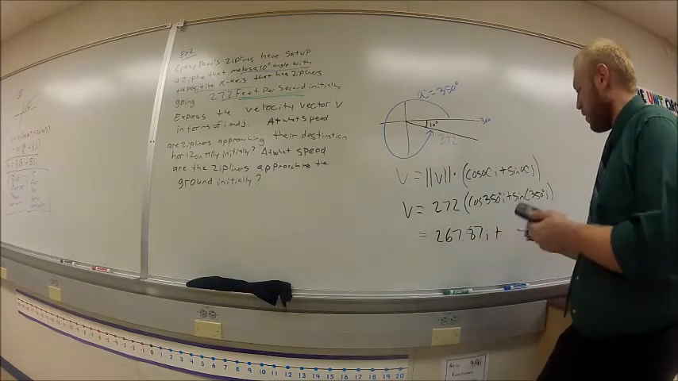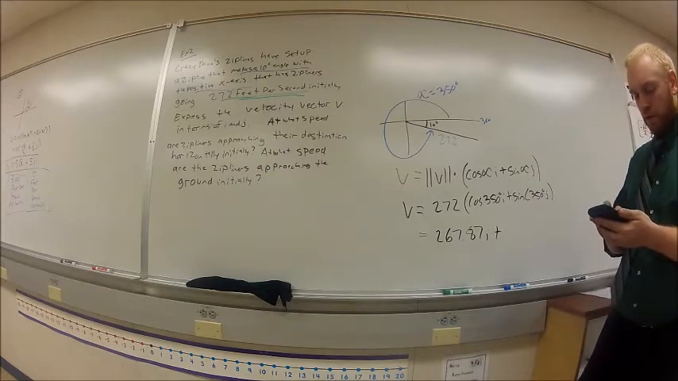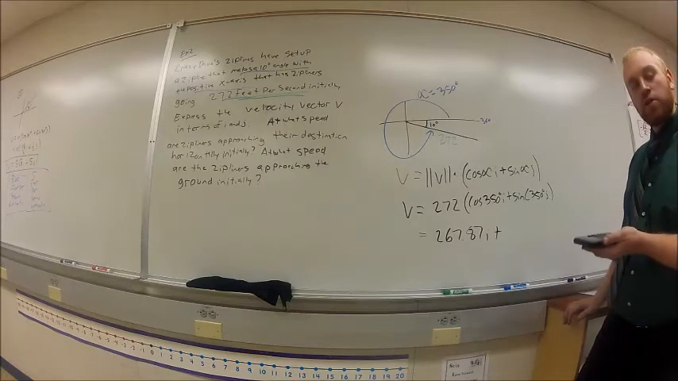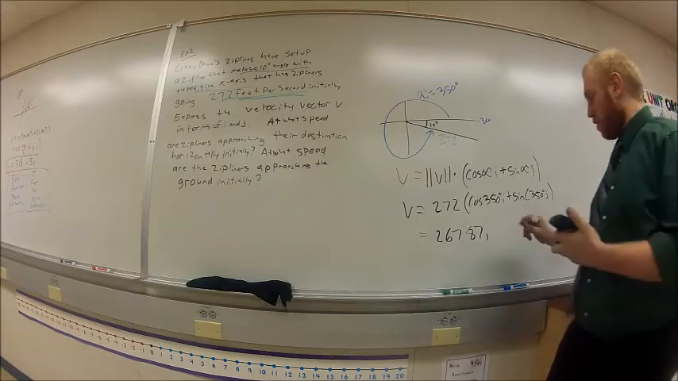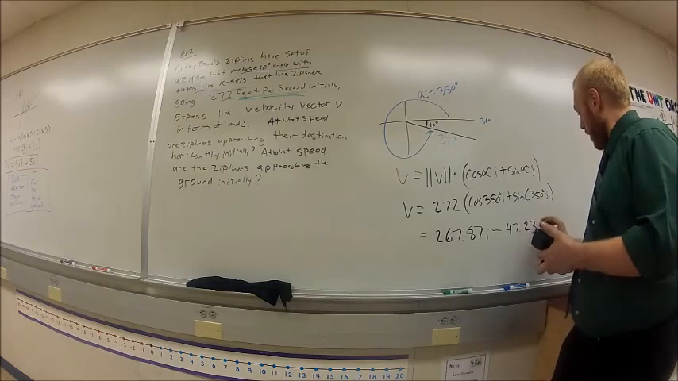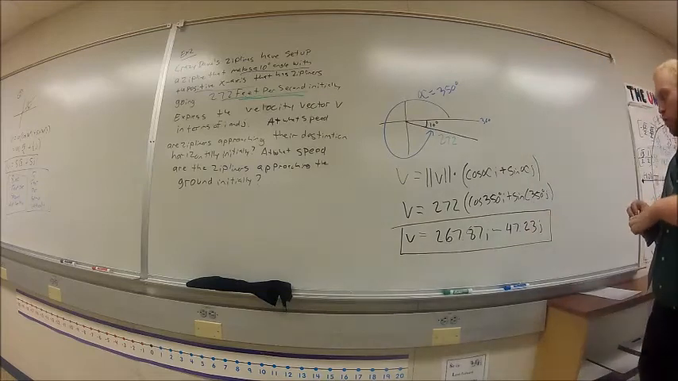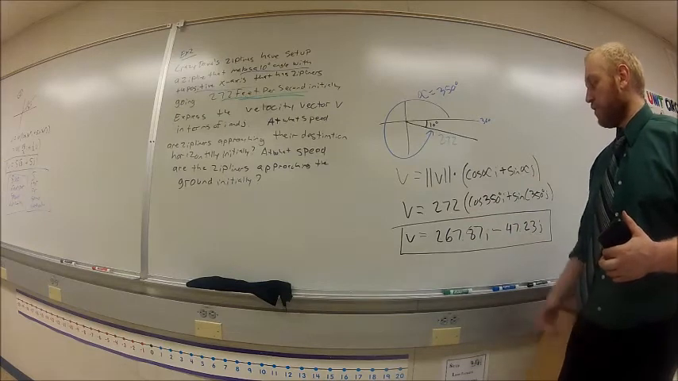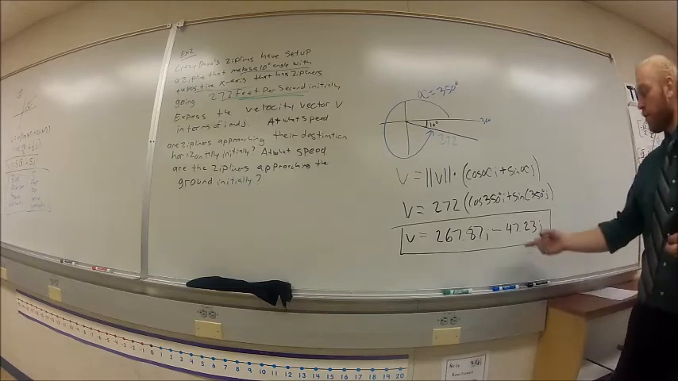i plus, and then do 350 degrees, 350 sine times 272. And that comes out negative 47.23. So no more plus, because that came out a minus. Minus 47.23 j. There's your velocity vector in terms of i and j. So I want you to start doing this in one fell swoop. 350 cosine, get an answer, times 272, right there. 350 sine, get an answer, times 272. And it should come out negative.